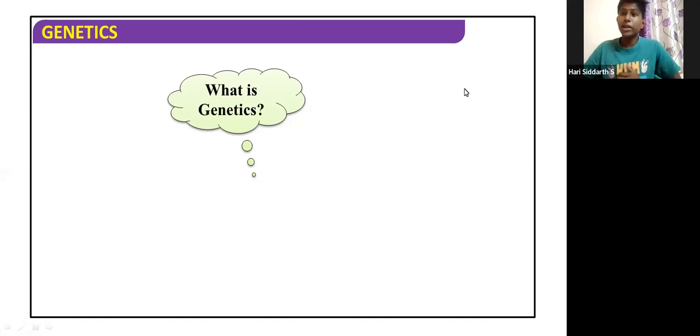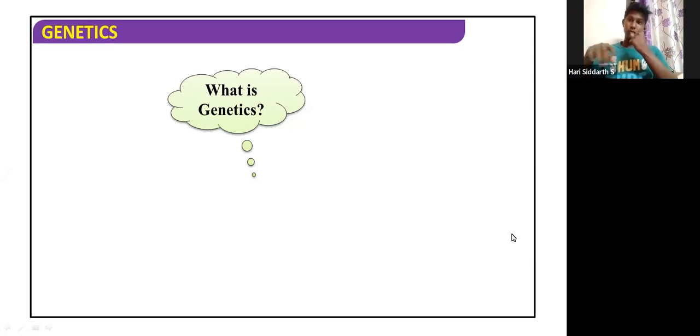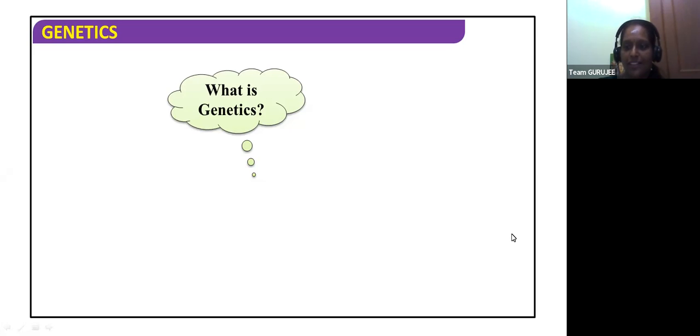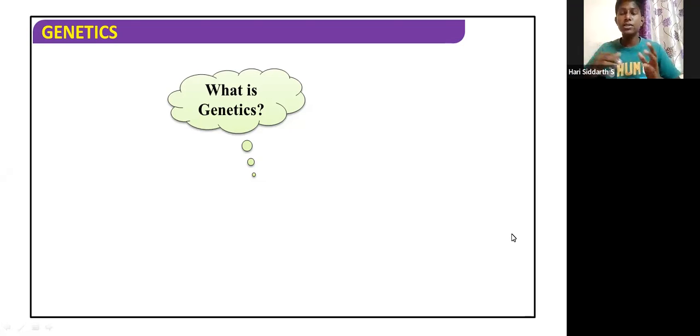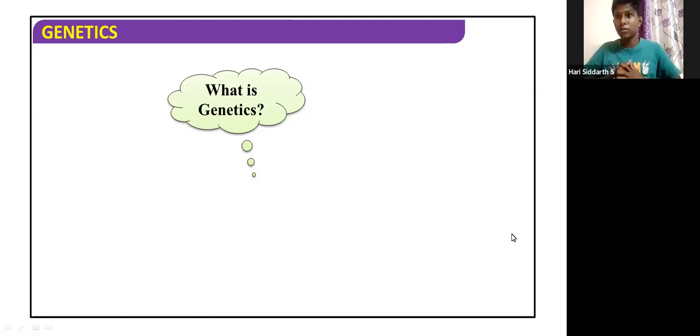Ma'am, genetics is related to gene, chromosomes. Yes, good. And apart from that? Okay, what is gene? What is chromosome? Where are they located? What's its structure? What's it made of? Ma'am, gene carries hereditary information from one generation to other generation. Okay, where is it located? Where is gene? What is gene, first of all? DNAs, RNAs together, nucleosomes.